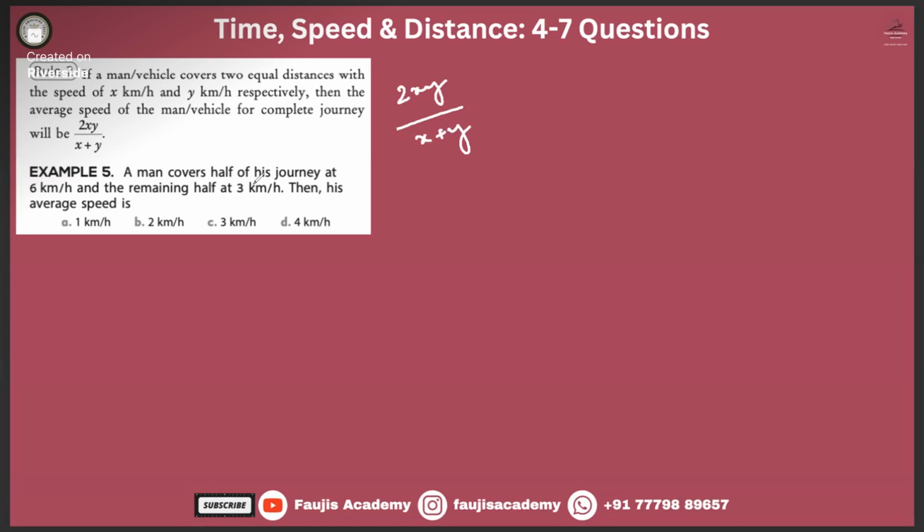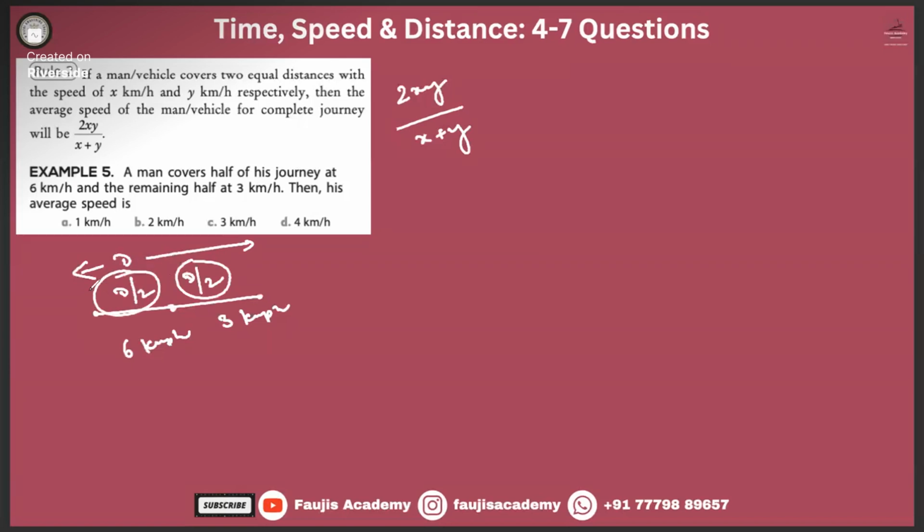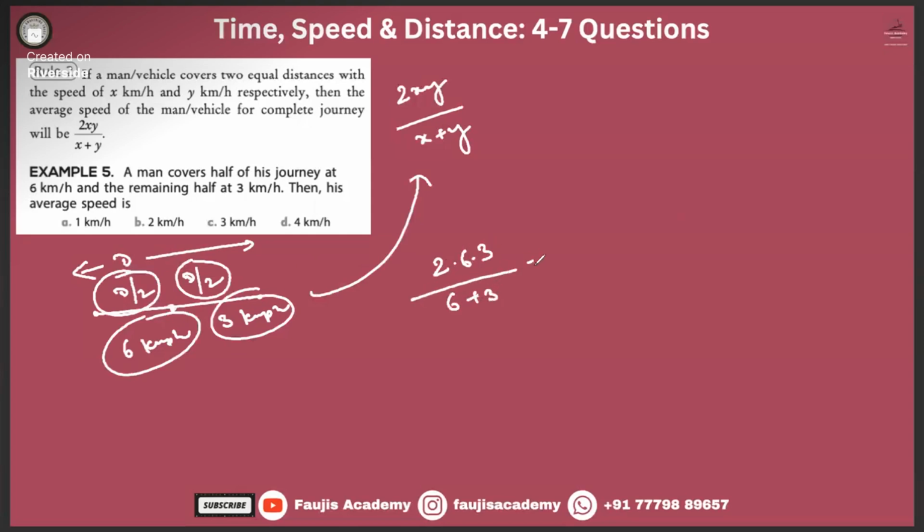If a man covers half of his journey at 6 kmph, and the remaining half at 3 kmph, then what is the average speed? Let's say if the entire distance was d, so this must have been d by 2 and this must have been d by 2. That means the same distance has been covered, right? So in this case we find the harmonic mean of the given speeds. What is the harmonic mean? 2ab by a plus b. That means 36 by 9, that means 4 kmph.